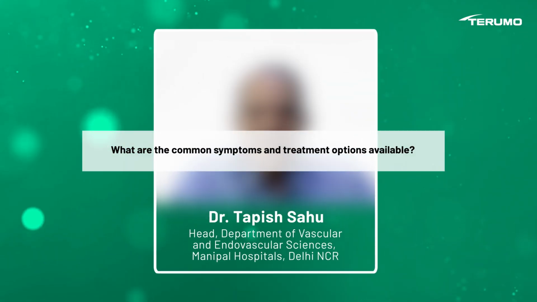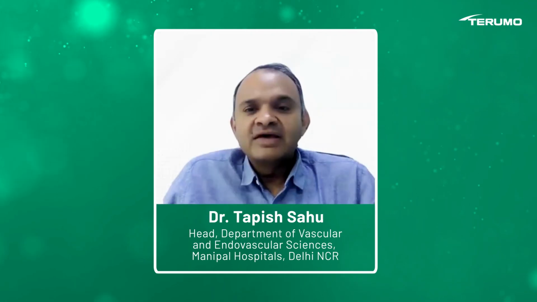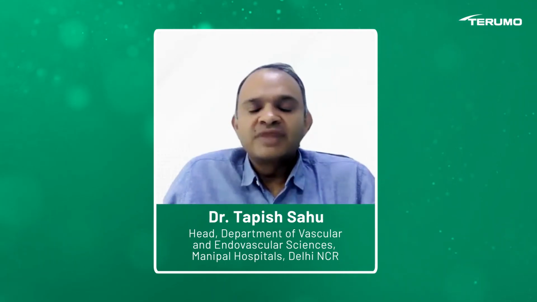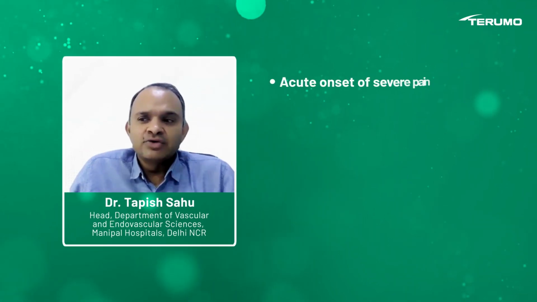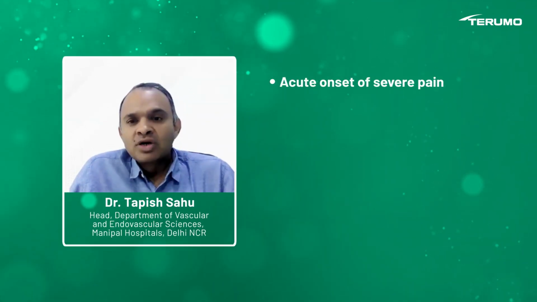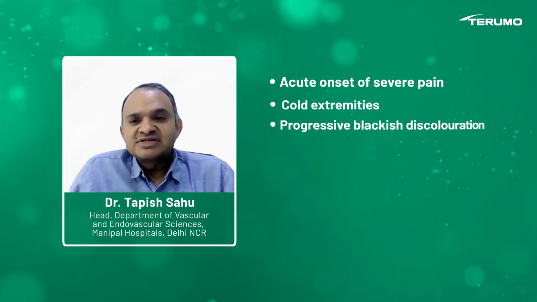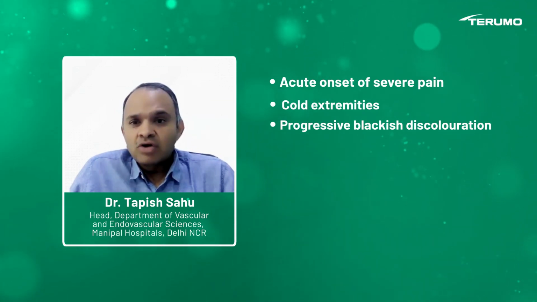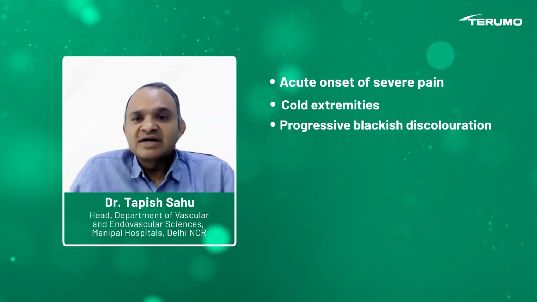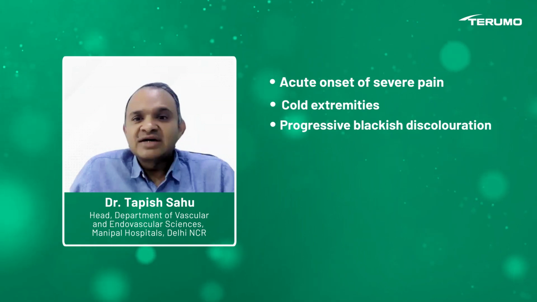What are the common symptoms and treatment options available? If a clot has formed, the symptoms are very dramatic. It's like acute onset of severe pain, coldness in the leg, black color which is deepening by the hour. The patient is not able to walk or move. These are the symptoms of acute peripheral arterial disease.